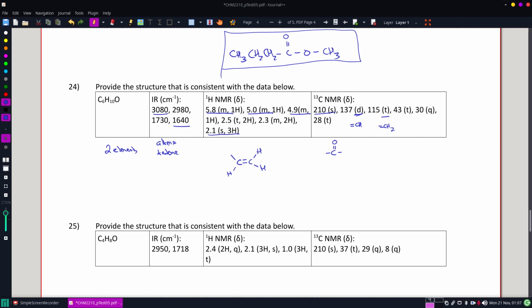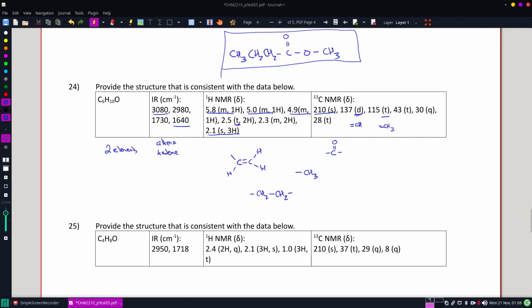So 2.1, a singlet with 3 hydrogens is just a lone CH3. It's not near any other carbons with hydrogens. And then we have a triplet with 2 hydrogens and a multiplet with 2 hydrogens. Well, the 2 hydrogens, that's easy to explain. And that would give us all 6 of our carbons. And it does give us all of our hydrogens, so this must be our pieces.